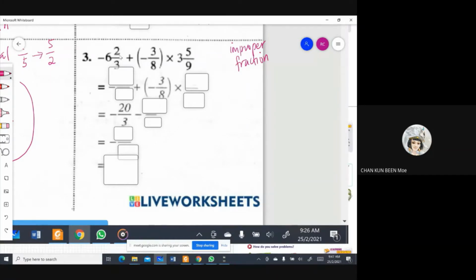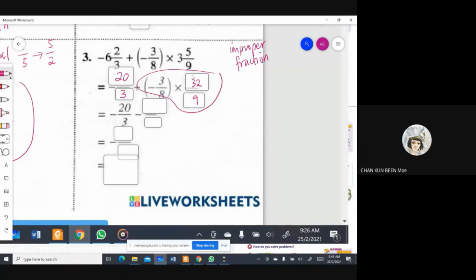So 6 times 3, 18, plus 2 is 20. So it is negative 20 over 3. This part remains the same. And then multiply by what? Again, this one also is changed to an improper fraction. 9 times 3, 27. 27 plus 5, 32 over 9. Followed by this, negative 20 over 3, so this remains the same. That's why I said we need to solve the multiplication first.